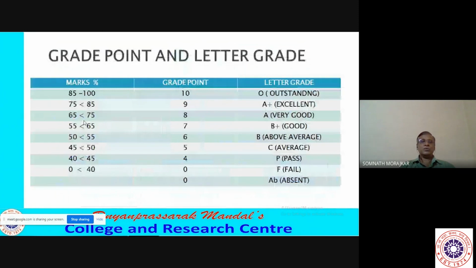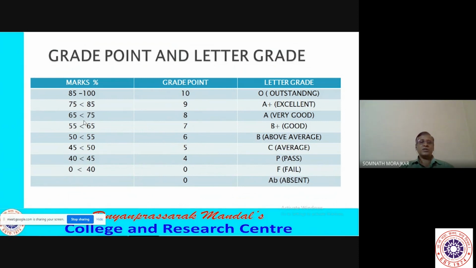The marks that you score in a particular paper will be finally converted into grade point and letter grade. If you score in the range of 85% to 100 marks in a particular paper, you will be given grade point of 10 in that paper, and the letter grade will be given as O, that is outstanding. 75 but less than 85, 9 grade point. Letter grade will be A plus, that is excellent.